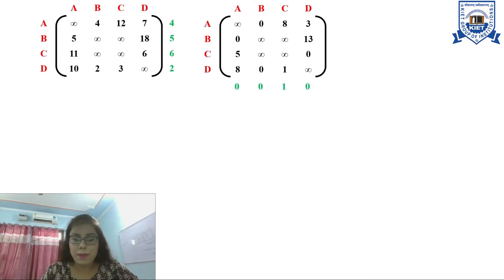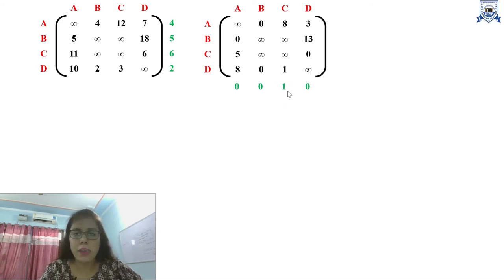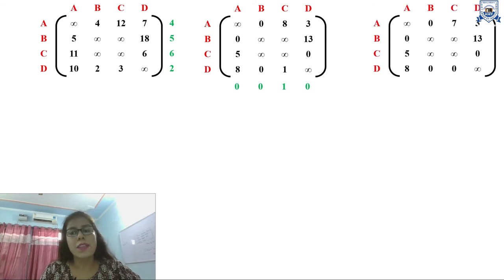So these are the minimum values. In the first column I have 0, in the second I have 0, in the third I have 1, and in the last I have 0. So I have to subtract this 1 from the third column. Because I'm going to subtract 0 from the others, there will be no impact. I'm going to subtract this 1 from the third column so that there is an entry 0 in the third column as well. So this will be my resultant matrix.